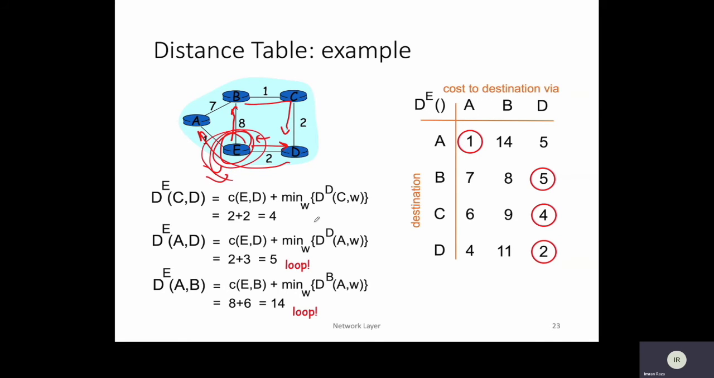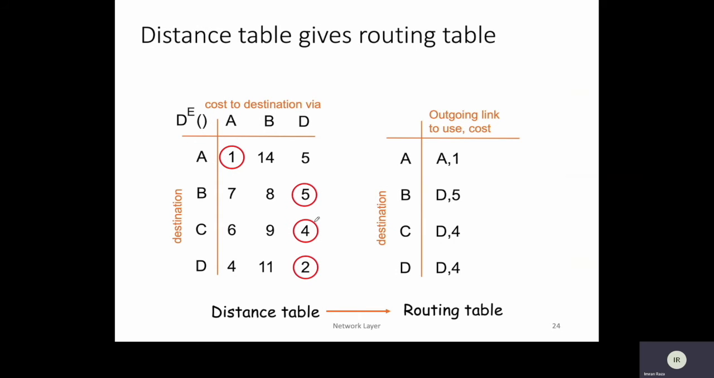So this means obviously this loop path is not the shortest path or the least cost path here. But we need to see how we can address it. By the way, before we move forward and discuss how these loops can create problems, this distance table that we have just discussed gives us the routing table.